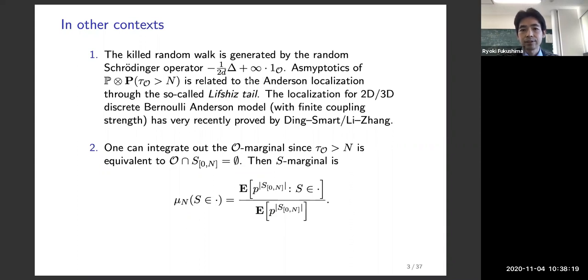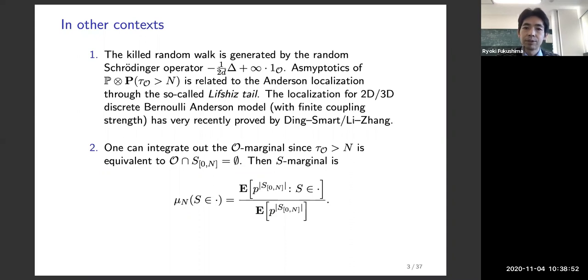And actually, the first result for our model is about this probability, just a survival probability. And asymptotics of this survival probability is related to Anderson localization through something called the Lifshitz tail of the integrated density of states. I will not give you any detail because we are not going to use anything from there. But anyway, there is some relation to Anderson localization.